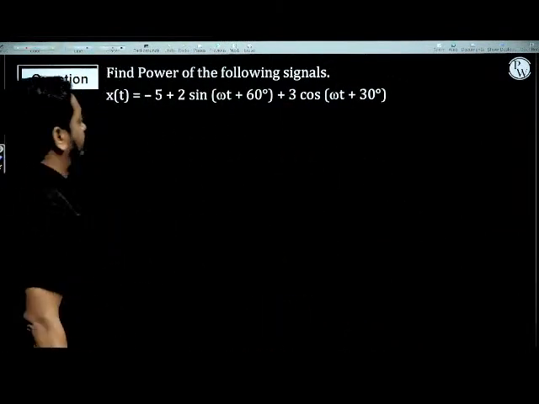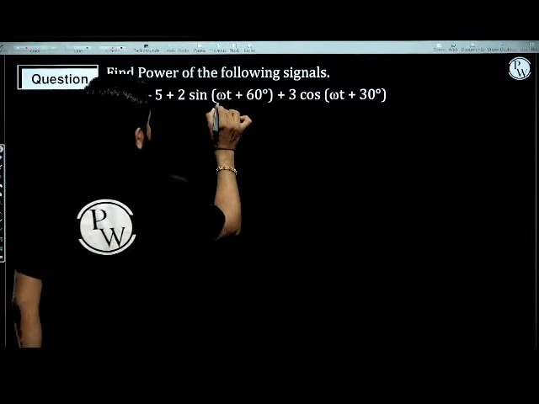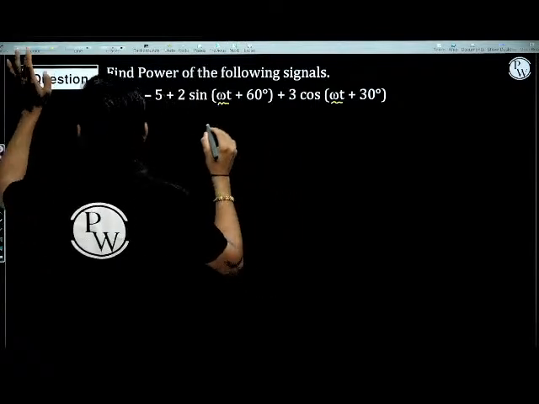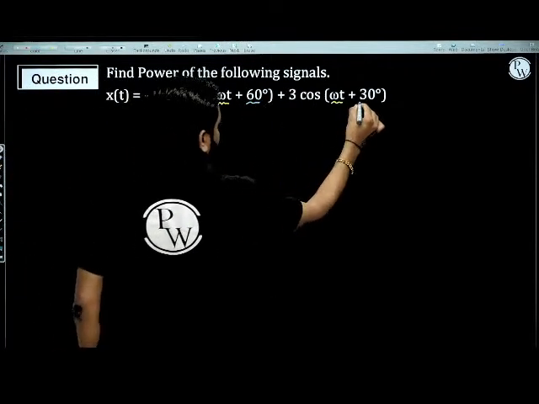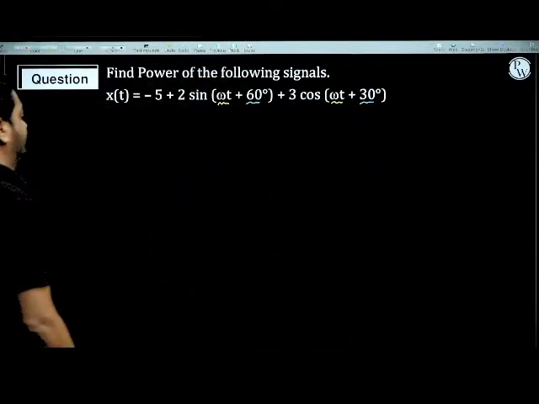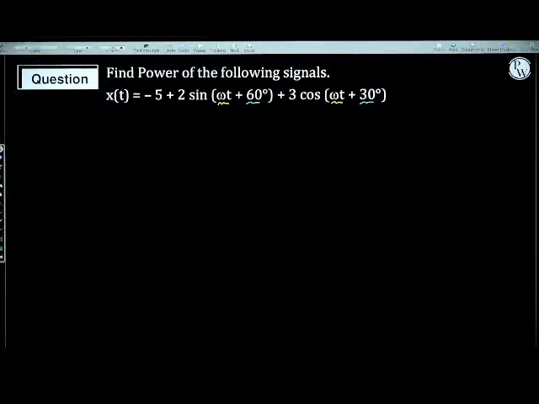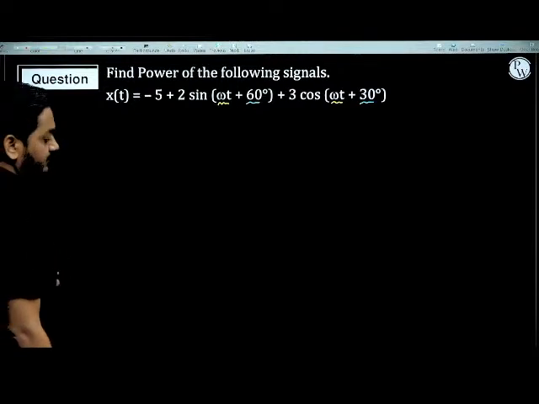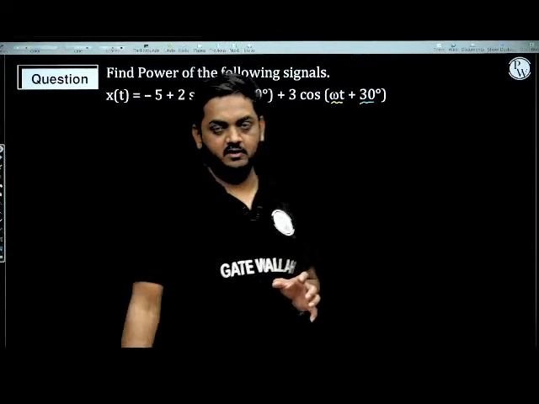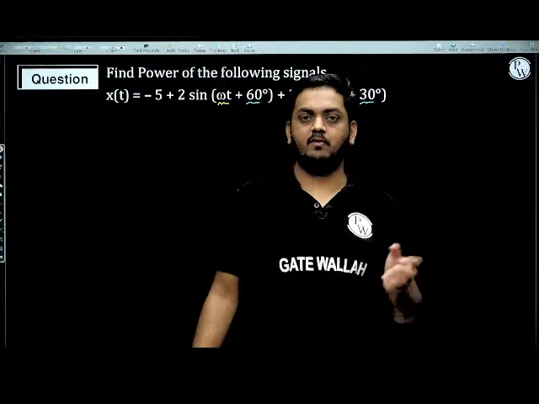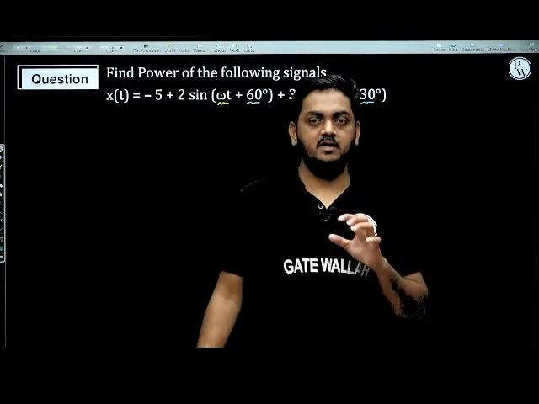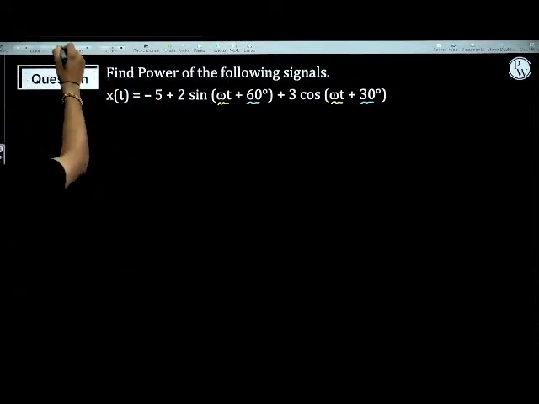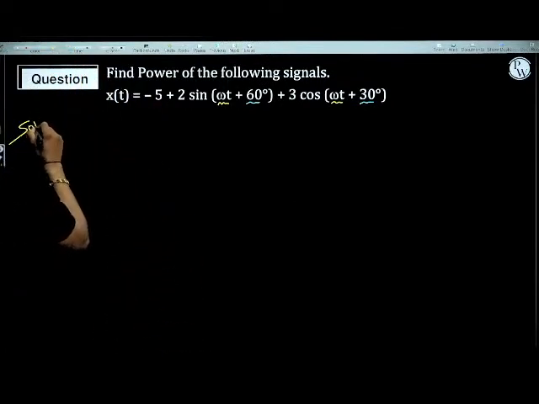Now this is very much important. As you can see here, the frequencies are same but the phase angles are different. Then how to calculate the power of this signal? Here in this example, you cannot find the total power by simply adding the individual signal powers. So what you have to do here.